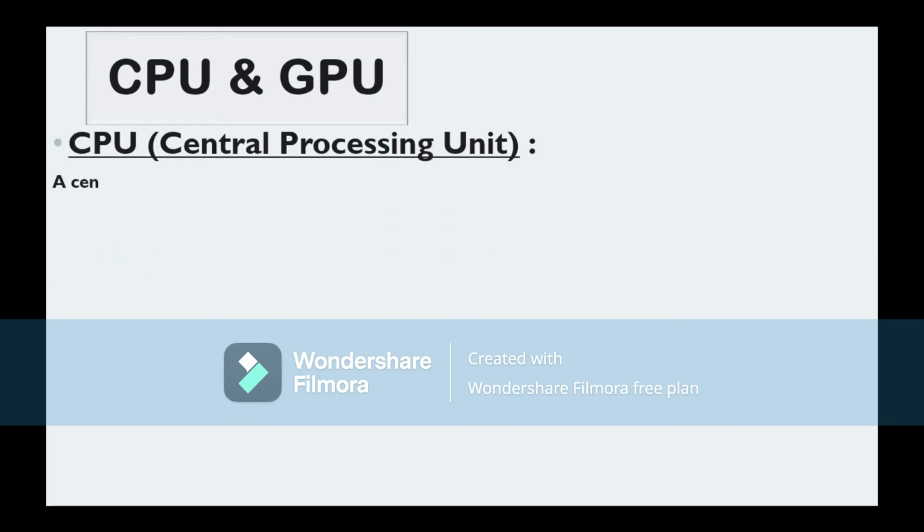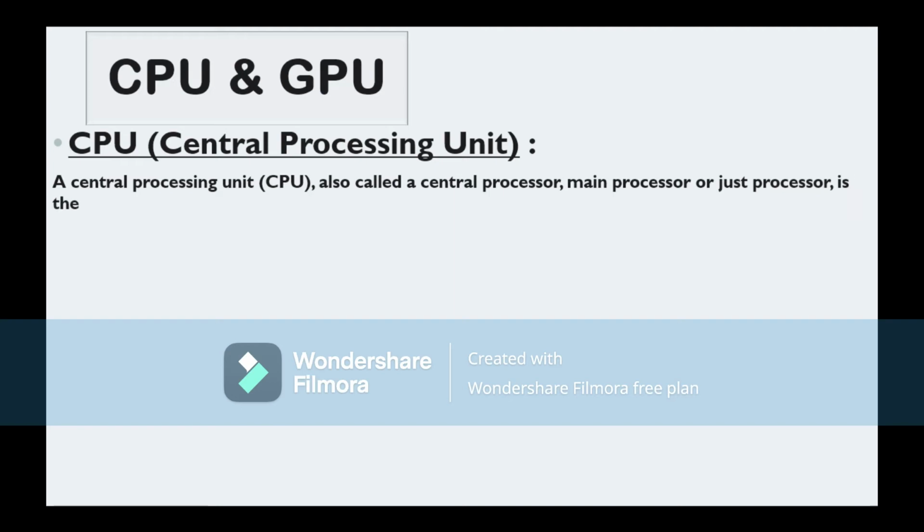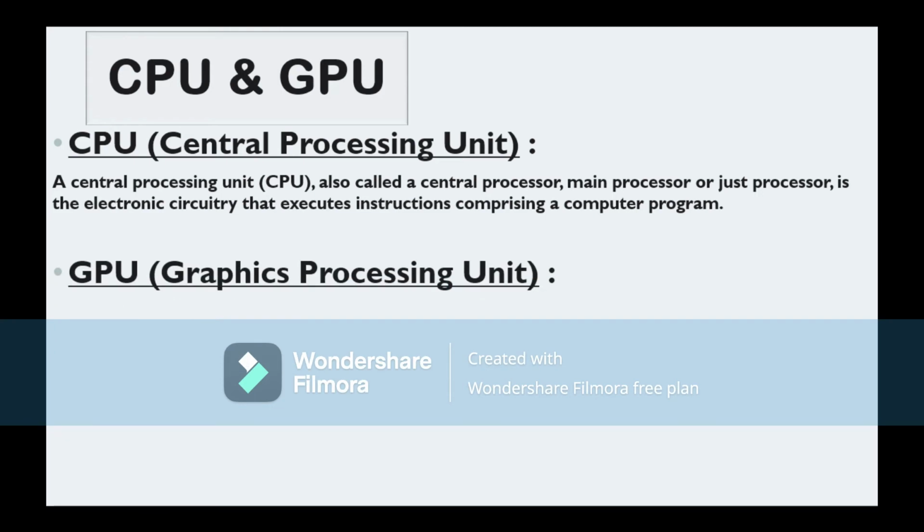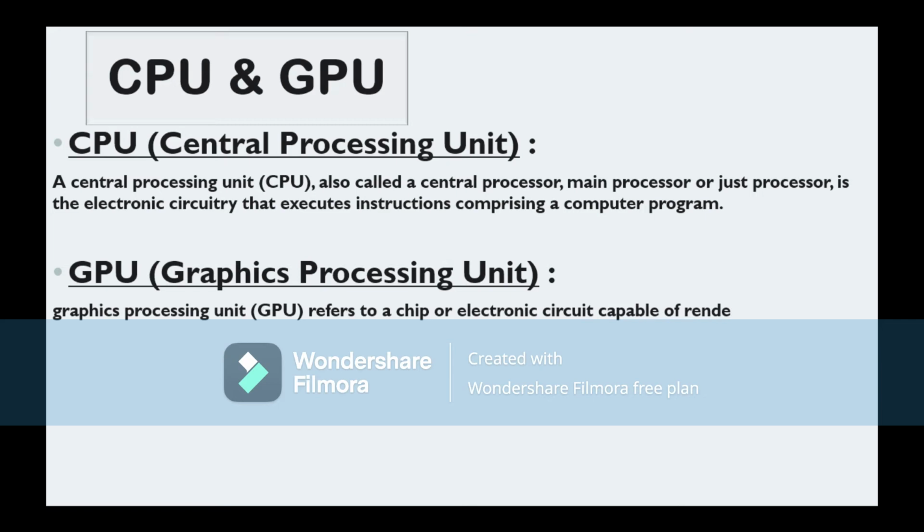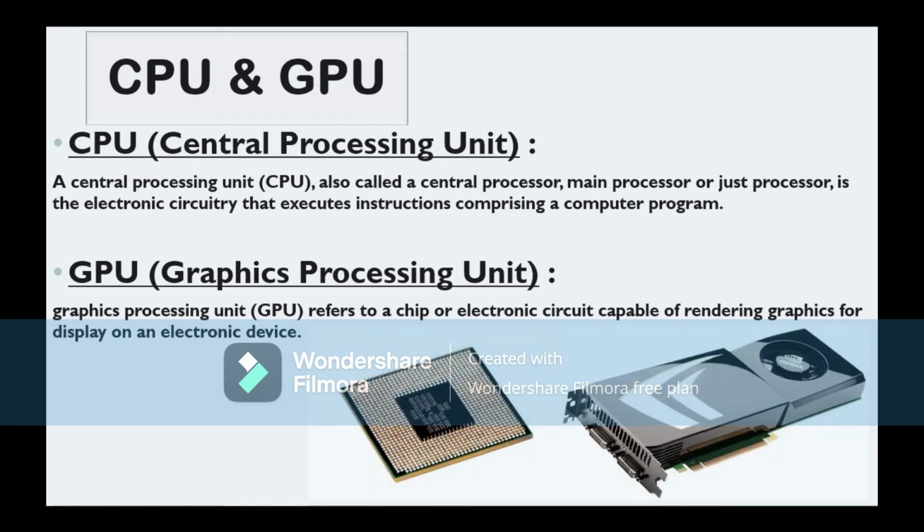And there are the CPU and GPU. The central processing unit is also called the central processor, main processor, or just the processor. It is the electronic circuitry that executes instructions comprising a computer program. And there is the GPU. A graphics processing unit is a chip or electronic circuit capable of rendering graphics for display on an electronic device. And there are the pictures of a GPU and CPU you can see.